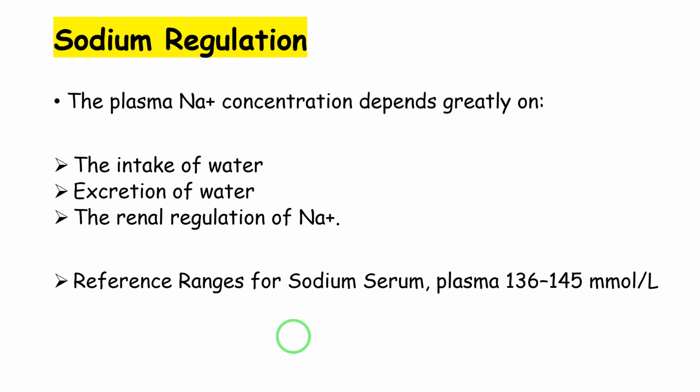Or when you have a change in the osmolality, for example an increase in the level of sodium, this will also enhance the production of the antidiuretic hormone, and this will enhance the retention of water by the kidney, and then the osmolality will return to normal. The normal level of sodium in the blood is 136 to 145 millimole per liter.